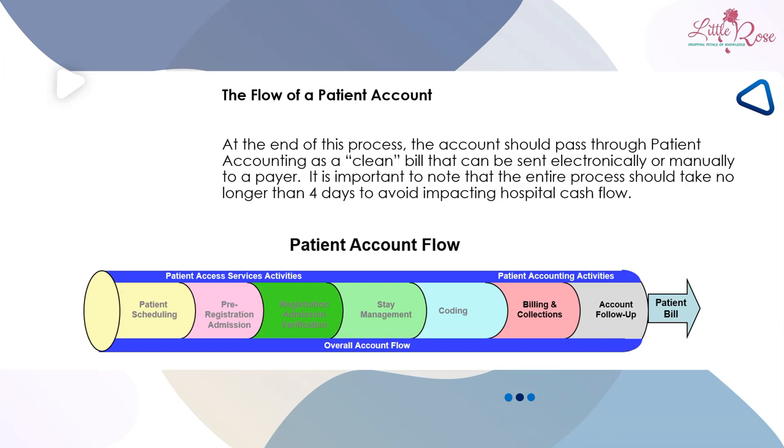At the end of the process, the account should pass through patient accounting as a clean bill that can be sent electronically or manually to the payer. It is important to note that the entire process should take no longer than 4 days to avoid impacting hospital cash flow. So after the patient has completed their stay, the account will travel through coding, then billing and collections, and then go to the account follow-up process, and then the patient should receive their bill.